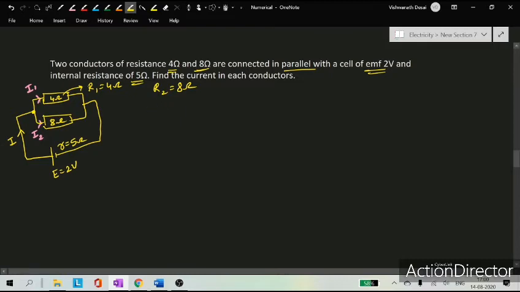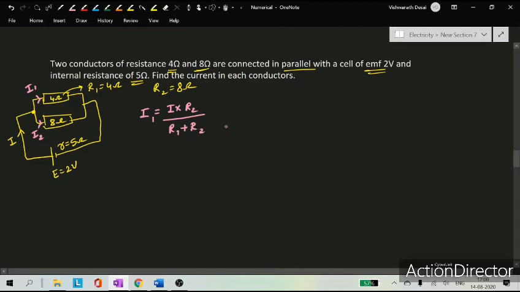Now I1 and I2 we need to calculate. That's what they're asking: find the current in each conductor. So we have to use the branch current formula, right? You know the formula of branch current, I have given it. So the current I1 is equal to the main current into the resistance of the other branch, which is R2, divided by R1 plus R2. You have to use it.